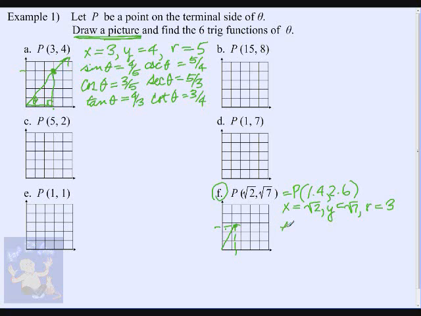So sine theta is the square root of 7 over 3. Cosine theta is the square root of 2, my x value, over 3. And tangent theta is square root of 7 over the square root of 2.